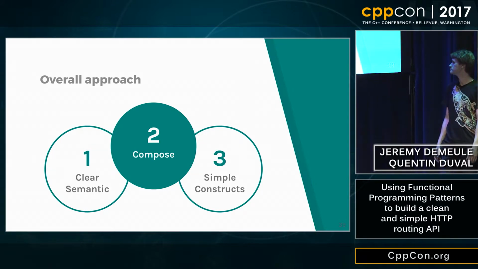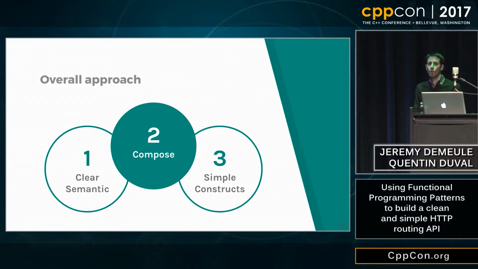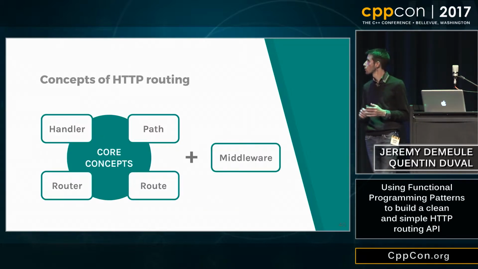So, a quick summary of the goals. We want to give meanings to the exposed concepts. We want to focus on composition, so to use things which compose well. And we want to prefer simple constructs to facilitate the composition. So, in our domain, this leads us to 4 main concepts and 1 sidecar.